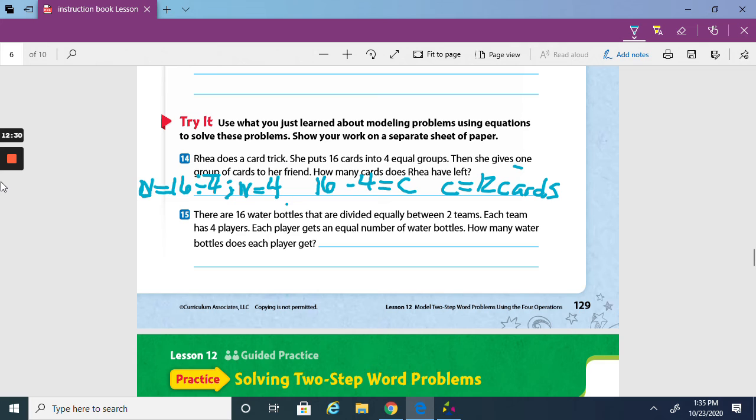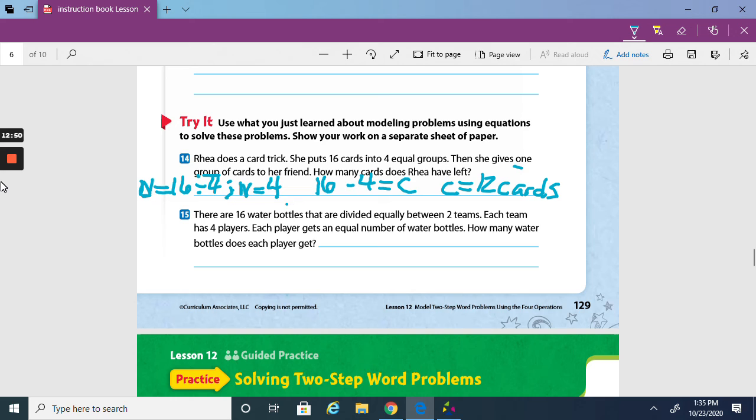Let's look at number 15. There are 16 water bottles that are evenly divided between 2 teams. Each team has 4 players. Each player gets an equal number of water bottles. How many water bottles does each player get?